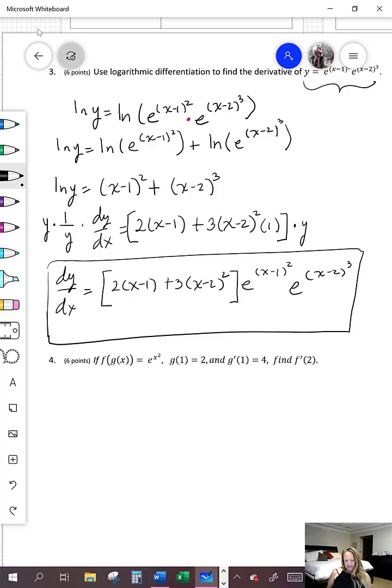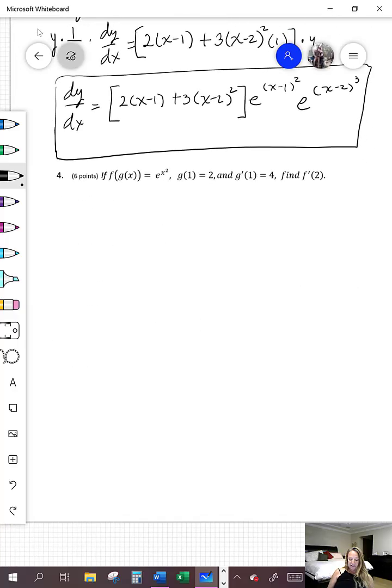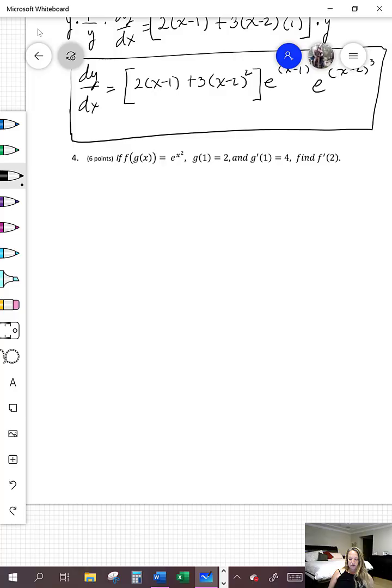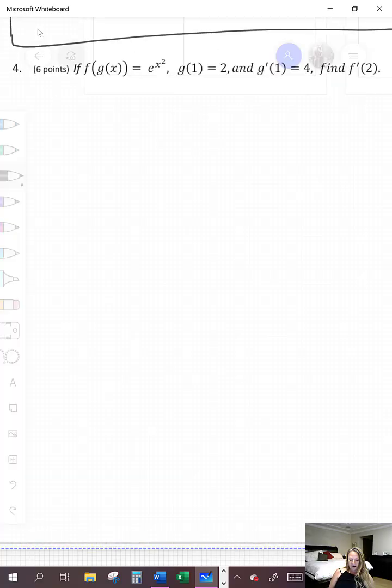So the last problem on the exam, we have f of g of x is equal to e raised to the x squared. We're given that g of 1 is equal to 2, g prime of 1 is equal to 4, and we need to find f prime of 2. So looking at this, let's take the derivative of both sides. The derivative of f of g of x, we need to use the chain rule there.